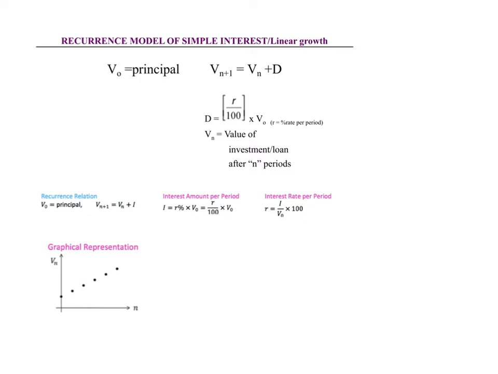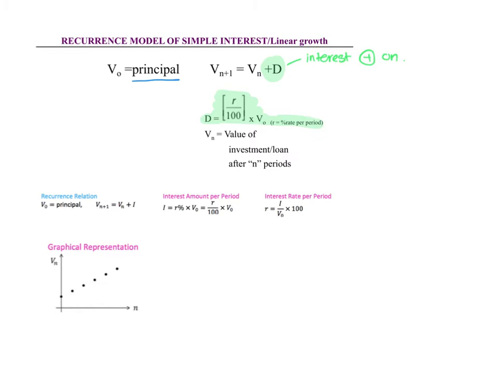So here is a recurrence relation, this is the simple interest formula. Here we're going to use our V0 for the principal, and this is the interest that's getting added on. Now we need a way to work out what that adding-on amount is, and we've shown you how you can work it out here. So how can I work out this D? I use the rate divided by 100.